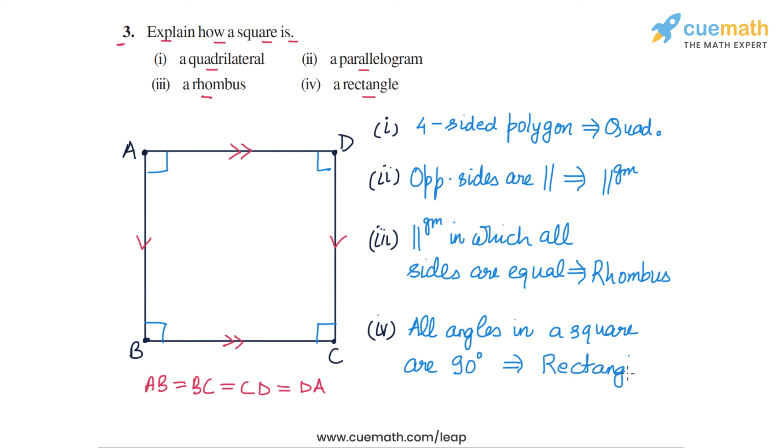So a square is a quadrilateral, it is a parallelogram, it is a rhombus, and it is also a rectangle. And that completes question number 3.